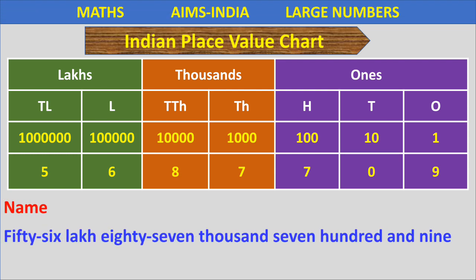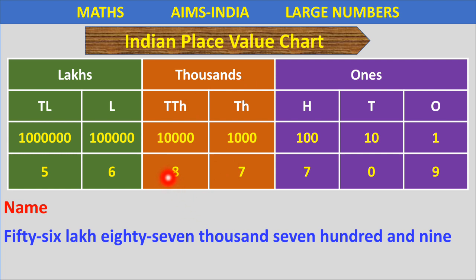And how do we read this number here? See, 5, 6 is in which period, children? 5 and 6 are in lakhs period. So we read it as 56 lakhs. What do we read it as? 56 lakhs. And 8, 7 are in thousands period. Now 8, 7 together, how do we read it? We read it as 87, and then we place the thousands period beside it.